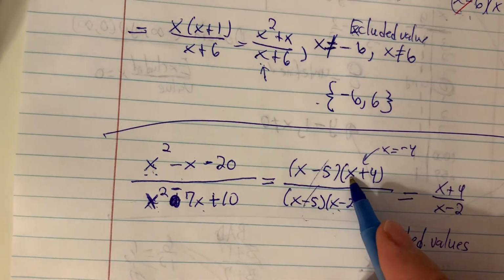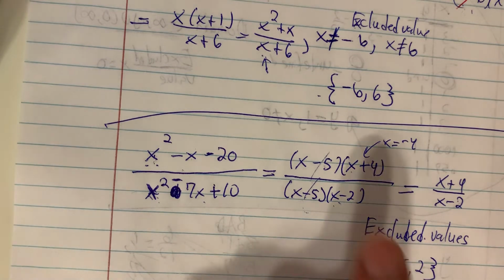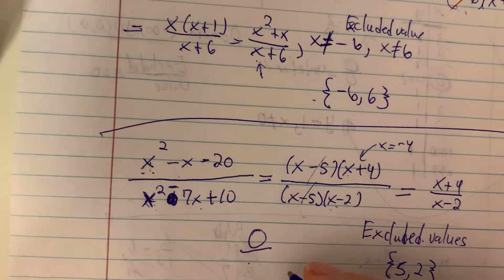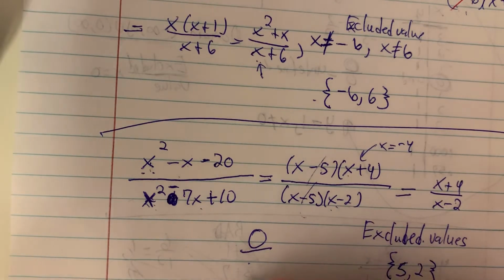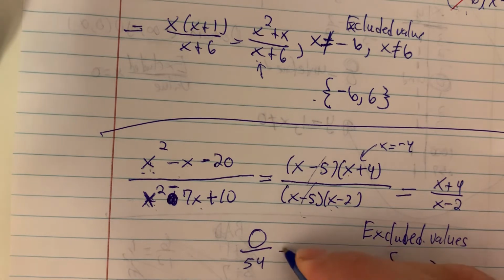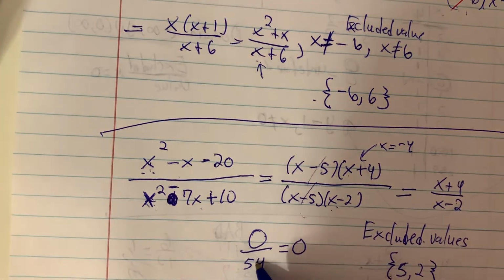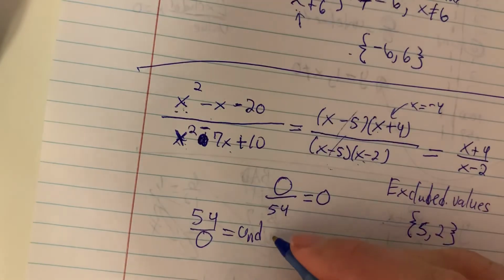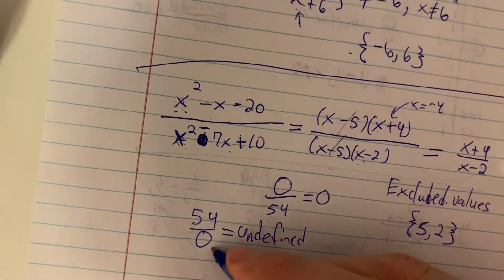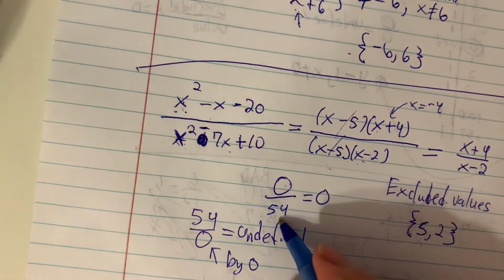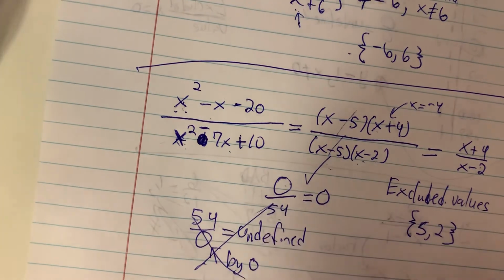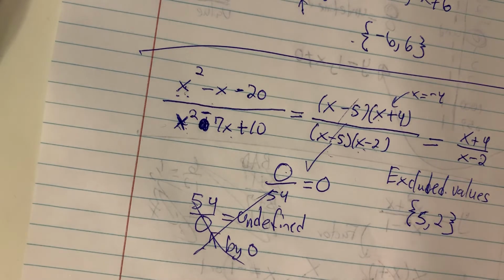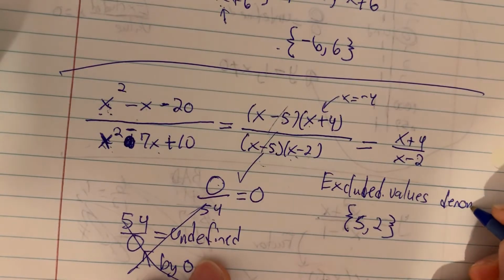We can have negative 4 as a value for x because when x is negative 4, we get 0 divided by something. And it's okay to have 0 divided by, in this case we get, positive 54. 0 divided by 54 is 0. It's not undefined. But if we had gotten something like 54 divided by 0, that's undefined. So you can't divide by 0, but you can have 0 divided by something else. This is okay, this is bad. So the excluded values are just what values make the denominator equal to 0. Okay, so denominator equal to 0.